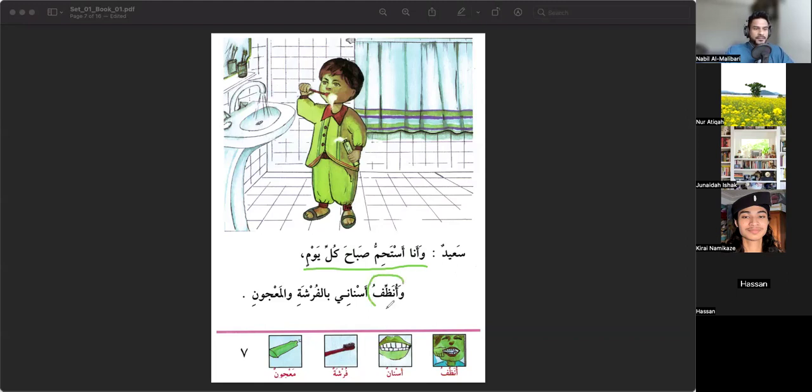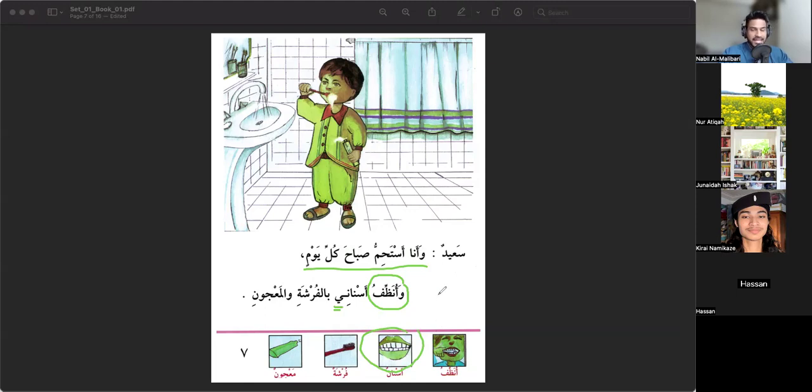وَأُنَظِّفُ also means wash, but it's not specific to your body. For your body, you say وَأَغْسِلُ, I wash; you have to scrub it. وَأُنَظِّفُ can mean using something else to wash. In this case, he's brushing his teeth. وَأُنَظِّفُ أَسْنَانِي. We see another concept here: أَسْنَان means teeth.